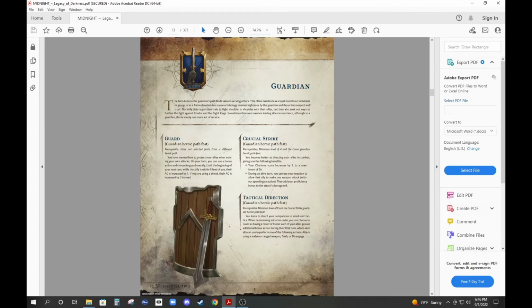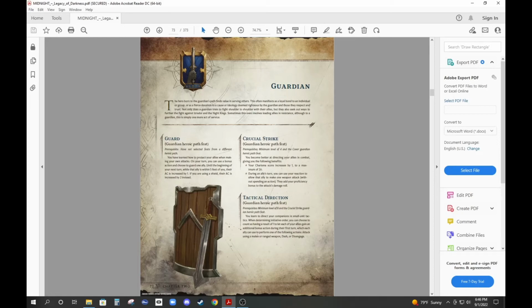Then we have the Guardian. The hero born to the Guardian's path finds value in serving others. This often manifests as a loyal bond to an individual or group, or as a fierce devotion to a cause or ideology deemed righteous by the Guardian and those they respect and trust.